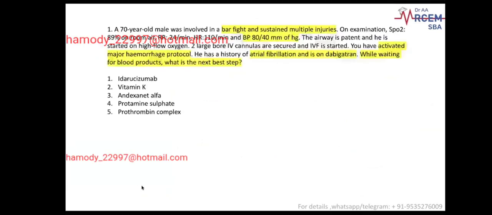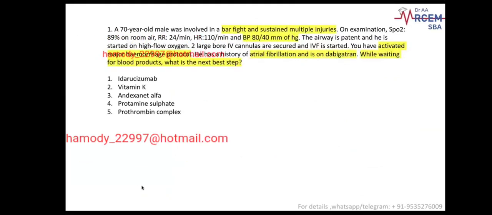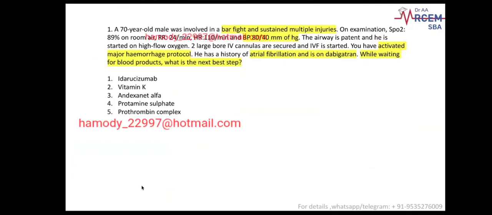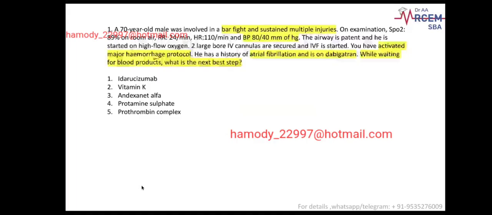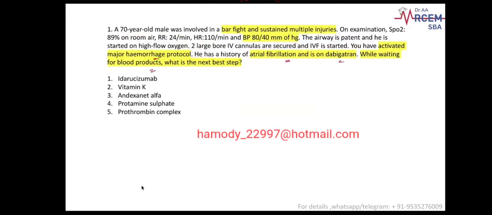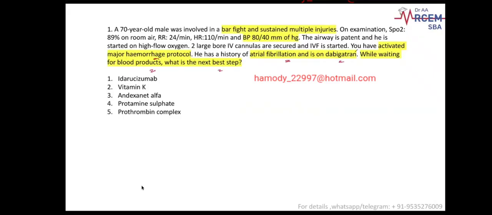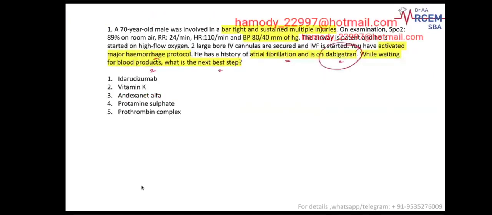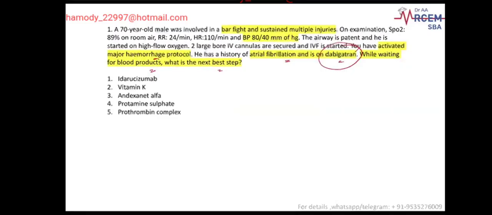So the first question we have is a 70 year old in a bar fight who sustained multiple injuries. Blood pressure is 80/40. You activated the major hemorrhage protocol. He is a known case of AF on dabigatran. While waiting for the blood, what is the next step? The next step will be to reverse the dabigatran the patient is on. How do you reverse the dabigatran this patient is having?